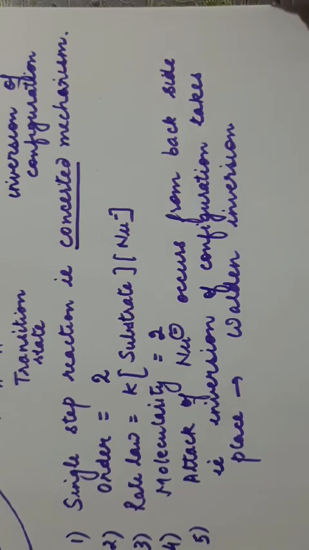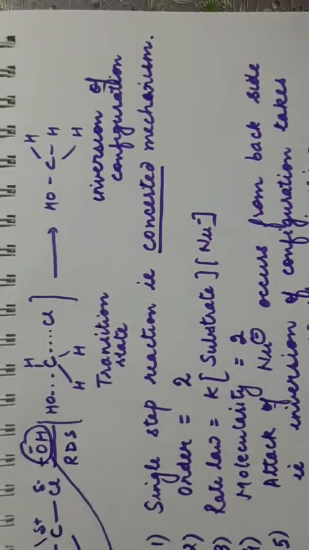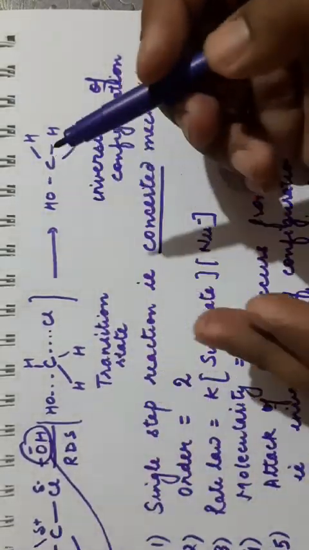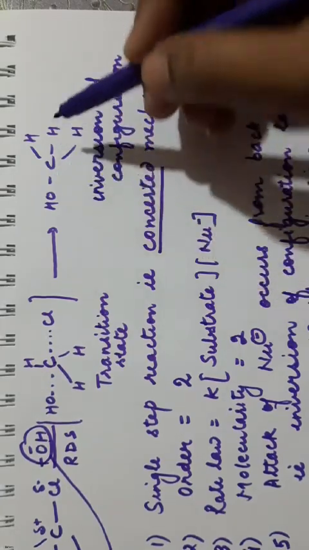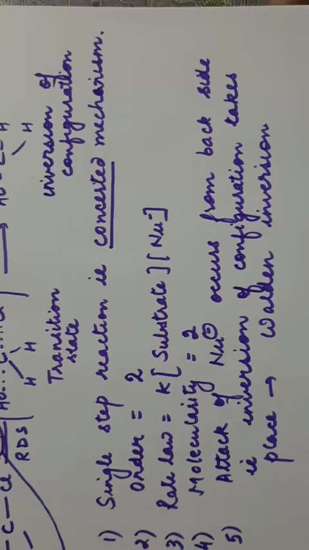See, you can understand like this. If you have an umbrella and there is a high wind blowing, the umbrella gets inverted, so upside down. So that is known as inversion of configuration. So here in this, inversion is taking place. Cl is present on this side, OH is attached from the back side. So this is inversion of configuration. So this is the important property, Walden inversion.